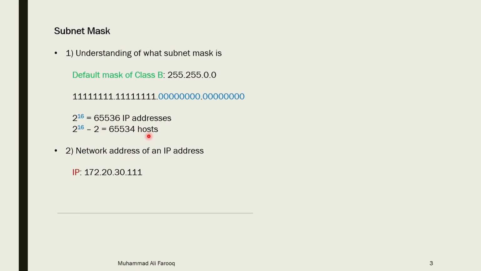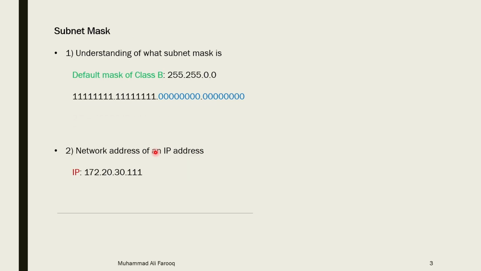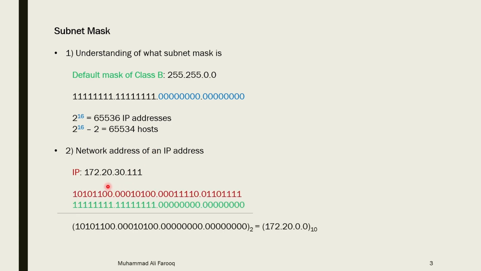Now if you are given an IP address and we want to calculate its network address, let's first identify the class of the IP address. It's a class B IP, the first octet is 172. Let's verify it. Yes, it's an IP address belonging to class B. So we convert the IP address into binary and its default subnet mask into binary, and we simply take the AND operation of these two, and we get the network address. It's as simple as that.